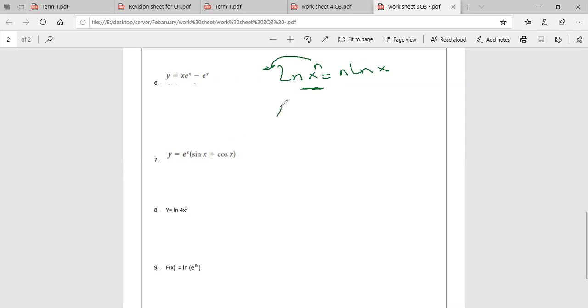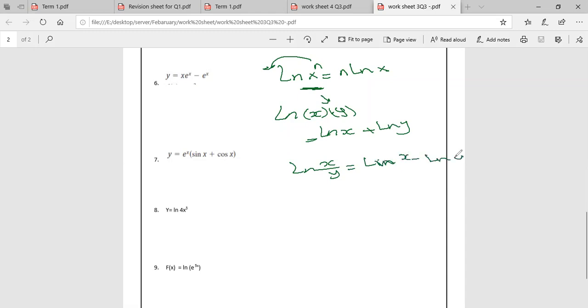Clear? Focus with me. ln of x multiplied by y, it will be the product rule, it will be ln x plus ln y. I think you learned these properties before. ln x over y, it will be ln x minus ln y. Just apply this rule. Sometimes I need it, sometimes I need them, okay?